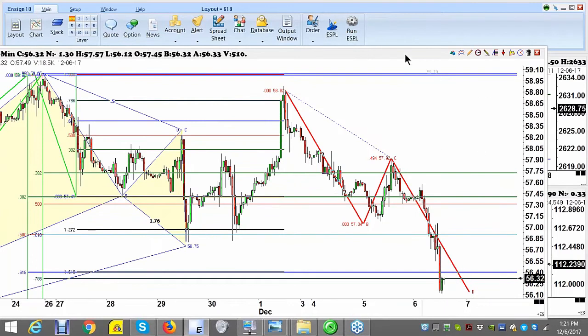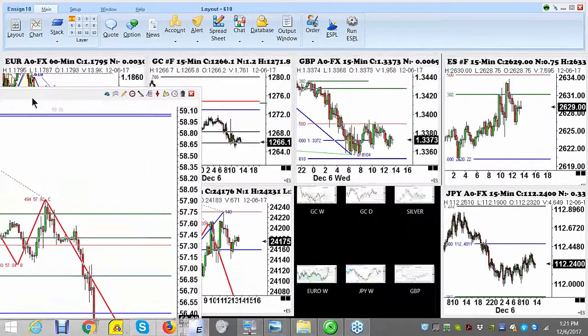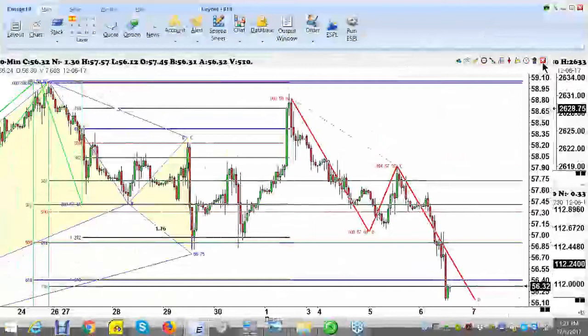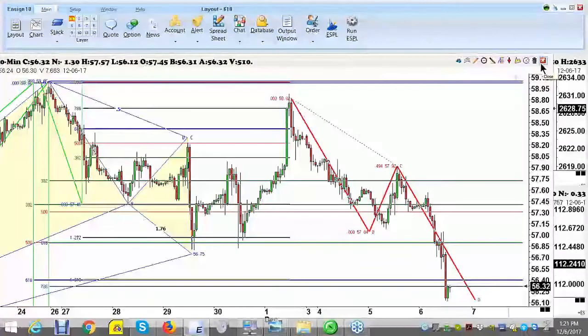I would make sure that it makes a bottom before I look for some dojis. These dojis or tweezers are really nice that way. You don't have to risk an arm and a leg as you're seeing these things unfold. So I hope that helps. Let me take a look and see if there's any other questions out here.